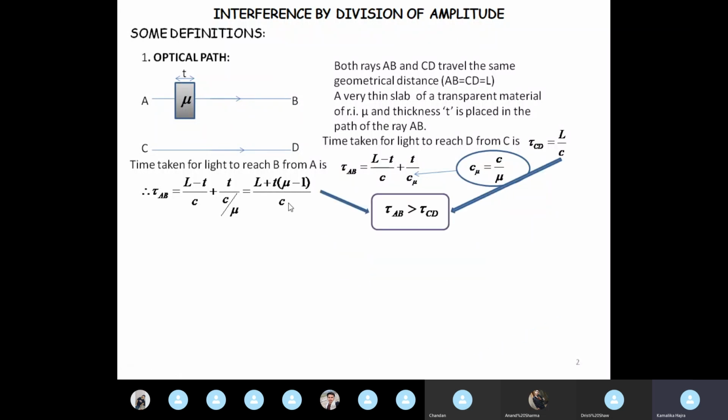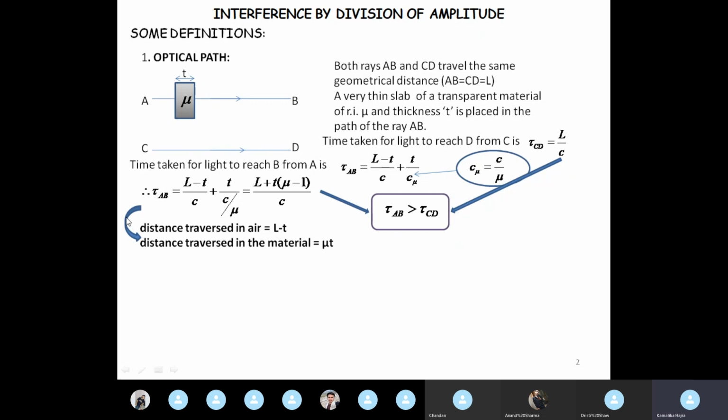Okay, and you can clearly see that tau AB is greater than tau CD. That is, when you keep a material of a different refractive index in the path of light, then light takes more time to travel than when it travels in air or vacuum. You all know this conceptually. Here I have shown mathematically that the time taken by light to travel in the first case is greater than the time taken by light to travel in the second case.